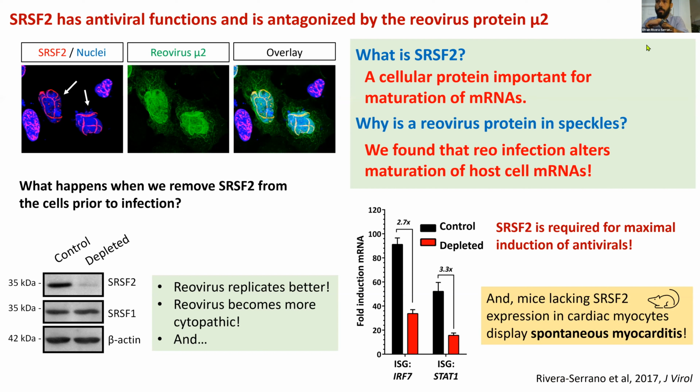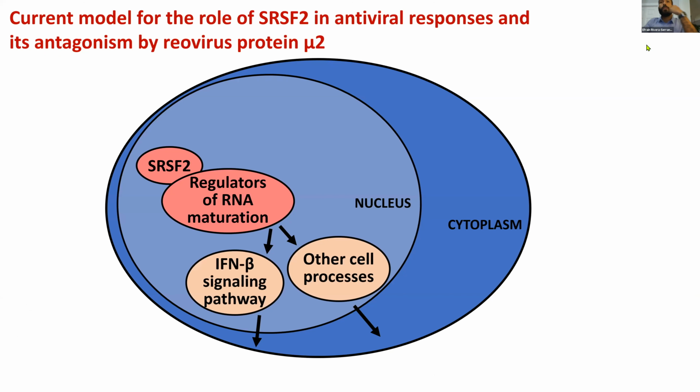And the last piece is that if you just take mice that lack SRSF2 specifically in the heart, so the whole mouse has SRSF2 except for cardiac muscle cells, that is enough to cause myocarditis. So through microscopy, we were able to identify a new protein that is involved in antiviral immunity, specifically in the heart. And so this is sort of what we have as a model.